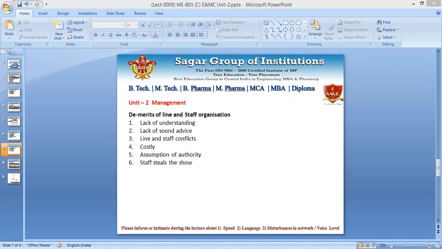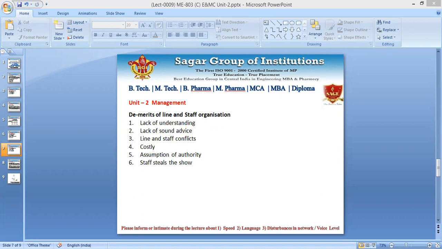Third one is line and staff conflicts. Since there are two authorities flowing at the same time, designation, status, influence, sentiments, and some other kinds of relations can pose distress in the mind of the lower end, or I could say the employees, which leads to minimized coordination, that hampers the concern's working.